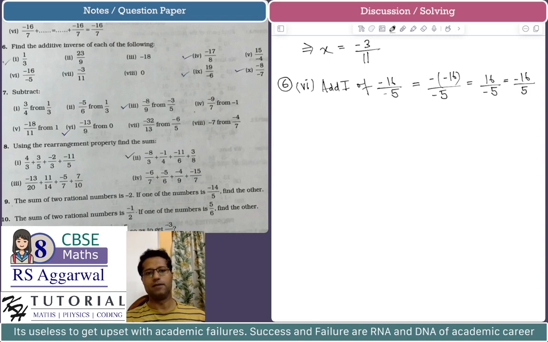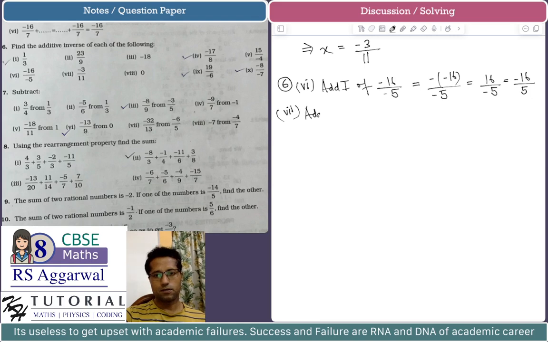Now part 8 is 0. The additive inverse of 0 is 0. It is a very important concept that 0 is the only number which is equal to its additive inverse. Okay, what else? Let's try 7.